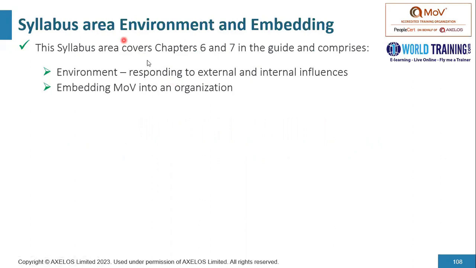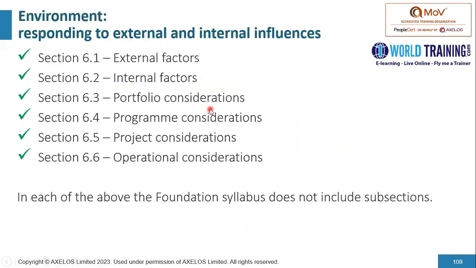The syllabus area covers chapters 6 and 7 in the official guide. This covers aspects of environment, responding to external and internal influences, and how we embed MoV into an organization. So these are some of the components that we're going to look into: environment, responding to external, internal influences.